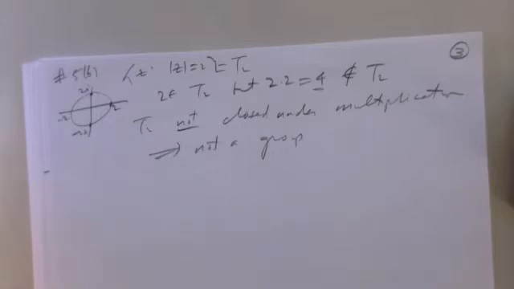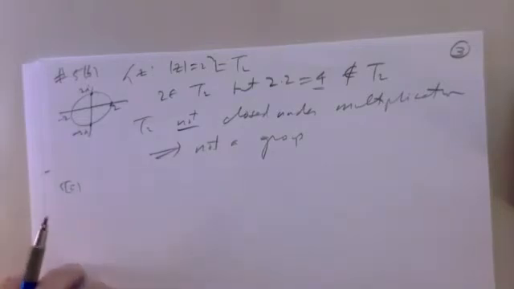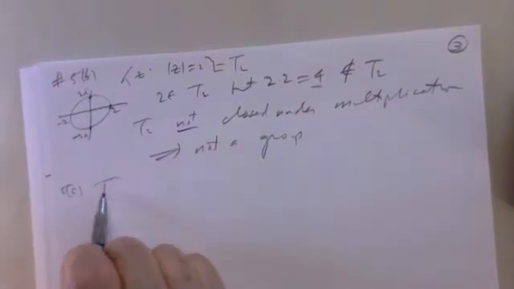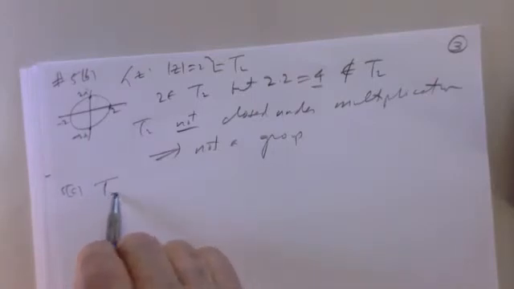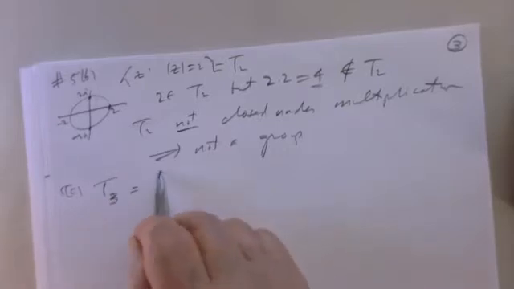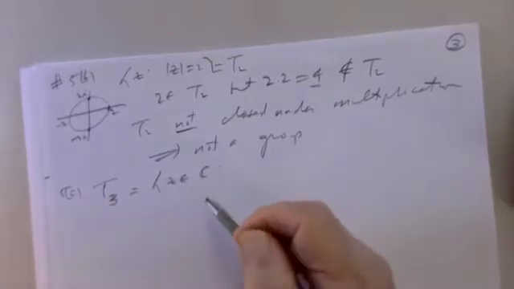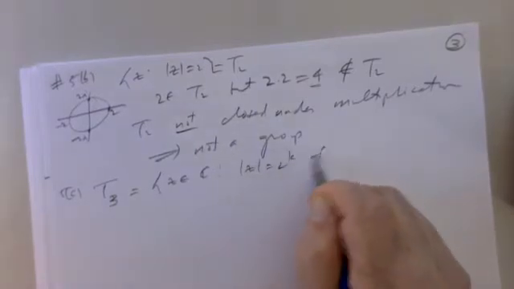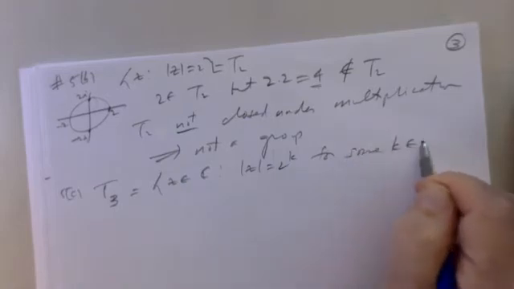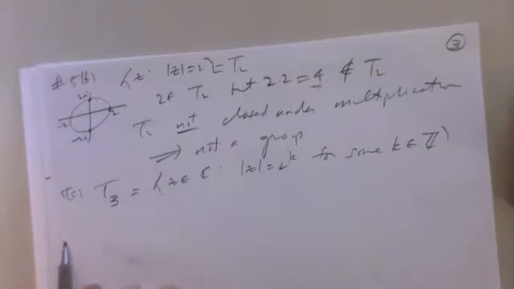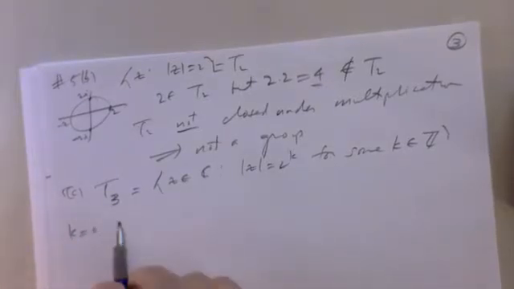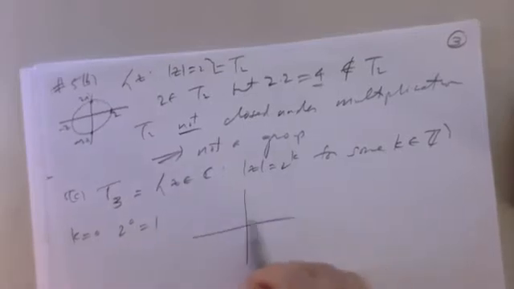So not a group. Any questions about this? What about 5c? In 5c, we take T, I'll call it T3. So this is all z, all complex numbers z, where the length of z is 2 to the k for some integer k. So for example, when k is 0, 2 to the 0 is 1. That's the circle of radius 1.